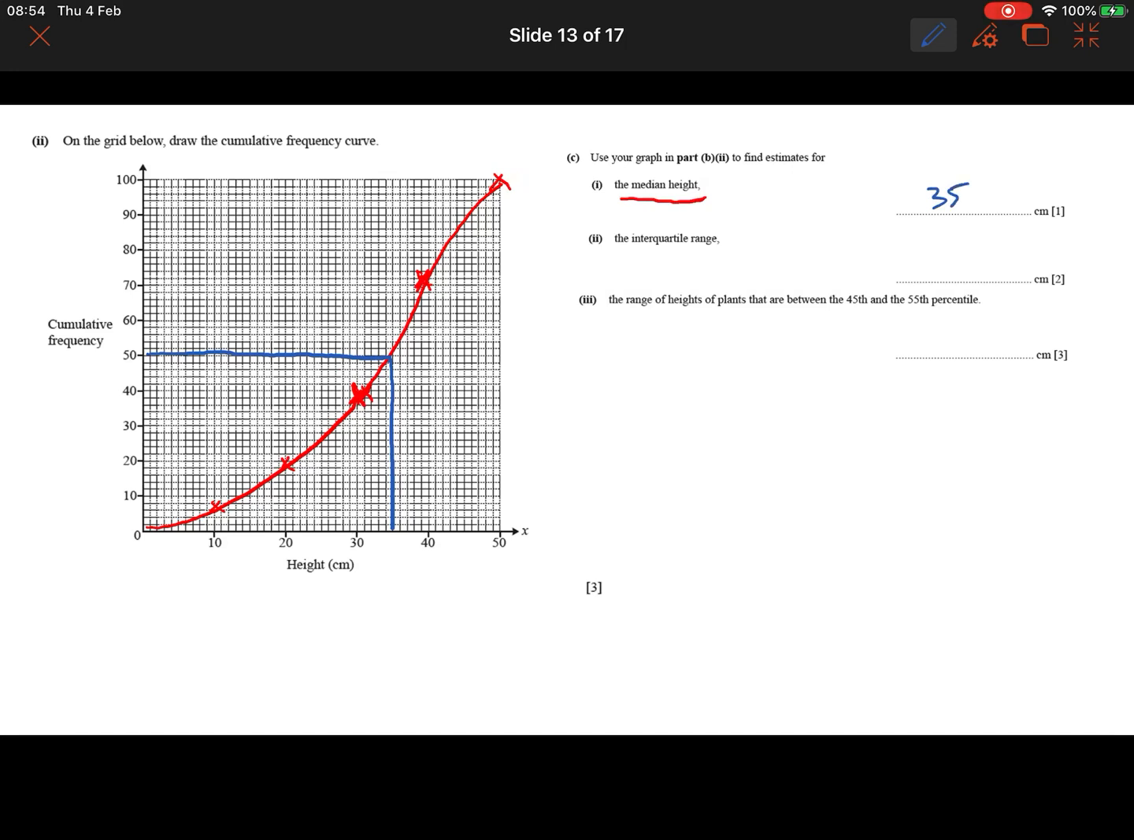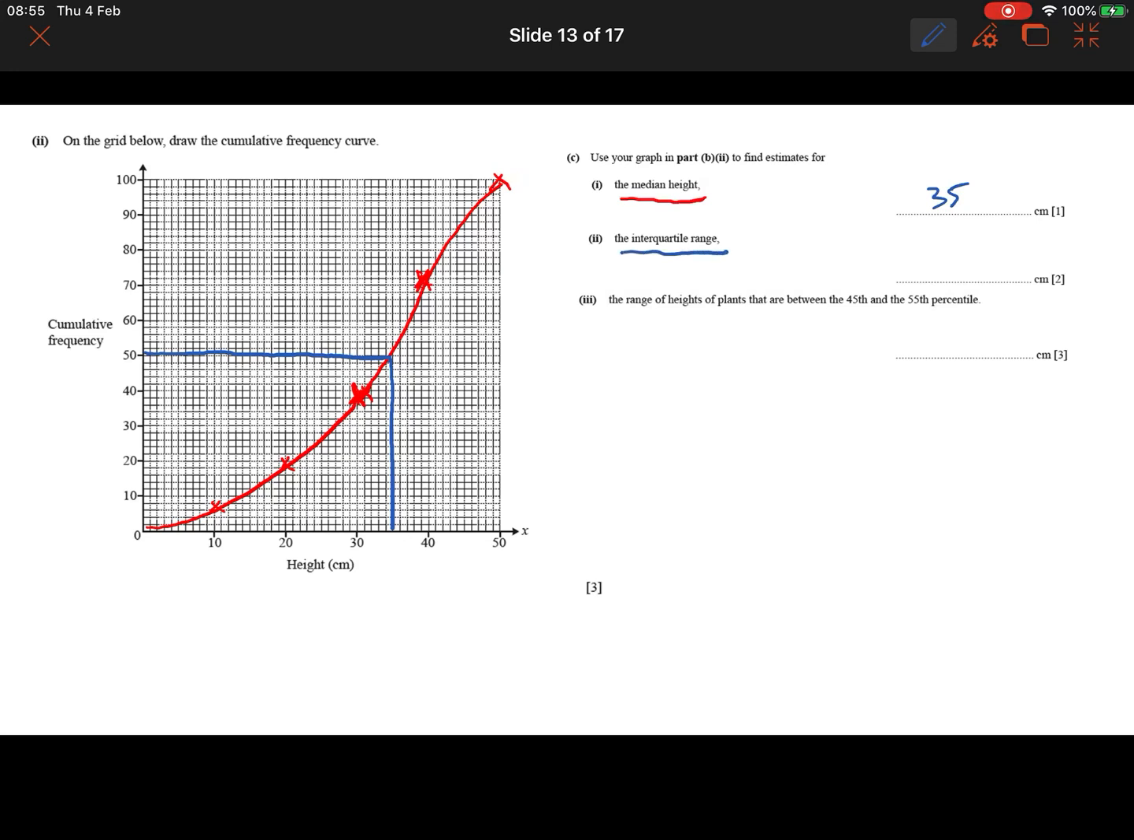Now you don't need to have the exact answer because it will be dependent on your cumulative frequency curve. It's only an estimate, so there'll be a range of correct answers. Okay, but those blue lines that I've drawn, you must draw them. You must show what you've done.